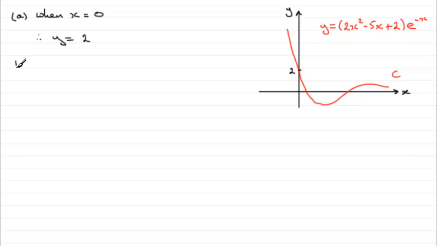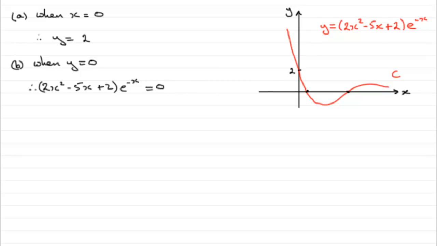Now for the next part, we need to find out these points here where the curve crosses the x-axis, and this is going to be when y equals 0. So if we just say when y equals 0, then clearly we've got this equaling 0, so therefore 2x squared minus 5x plus 2 all multiplied by e to the minus x has got to equal 0.